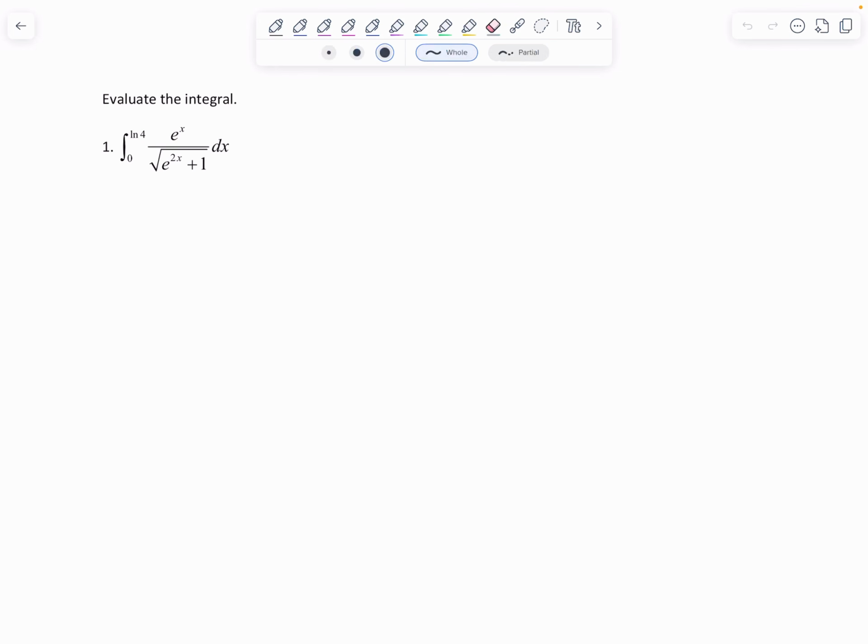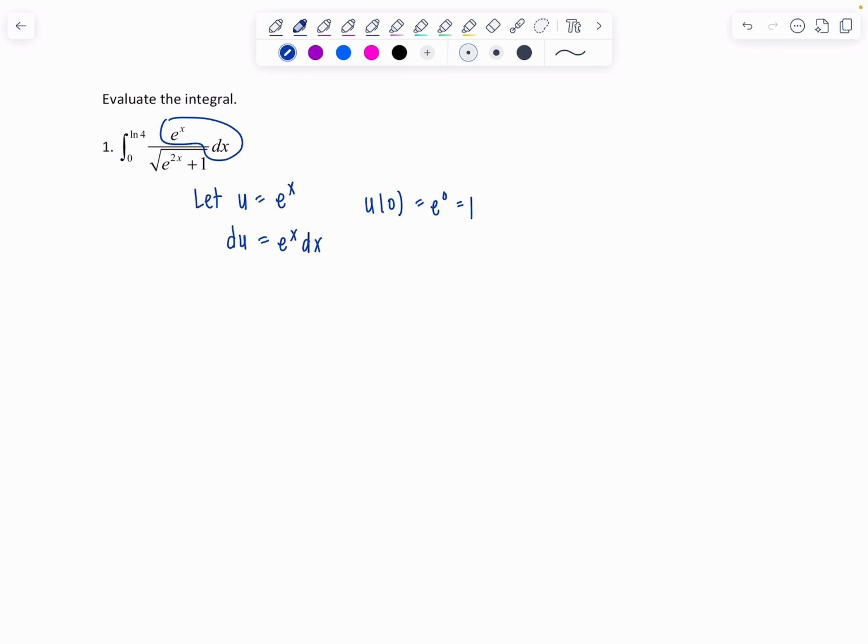A few students went in and did trig sub right away, but the majority did a u sub first, so that's how I'll do it. We're going to let u equal e to the x, and then du would be e to the x dx, which we have right here. Then change your limits of integration. So u of 0 would be e to the 0, which is 1, and then u of natural log of 4 is e to the ln of 4, which is 4. So the integral becomes the integral from 1 to 4 of du over square root of u squared plus 1.